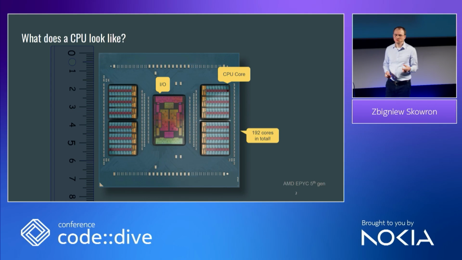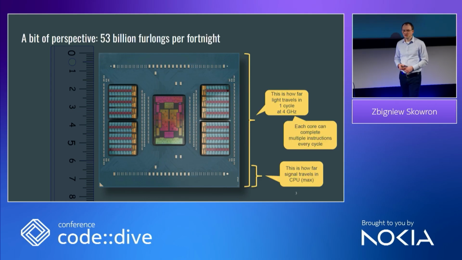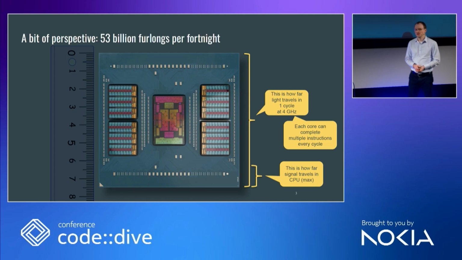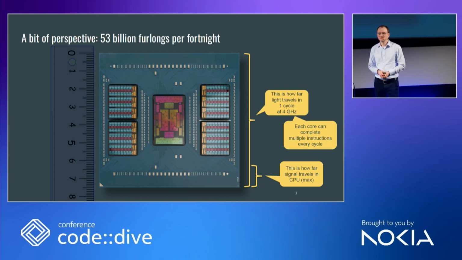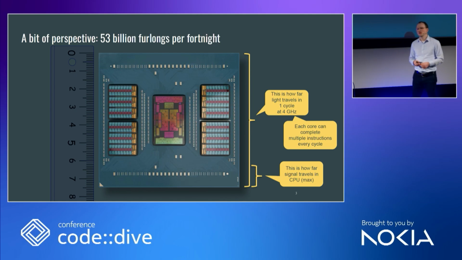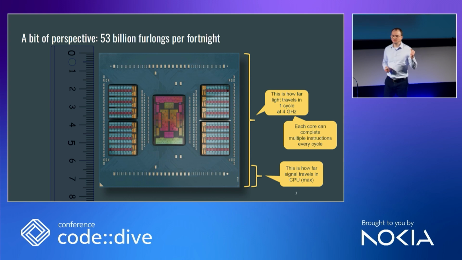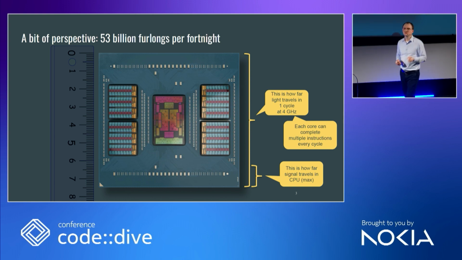And as you see, it is quite small. It's like this big. To give a bit of perspective, during one cycle of the CPU, light travels just the size of the CPU itself. So one cycle is a very tiny amount of time. Electricity within the CPU travels even slower, like a centimeter or thereabouts. And within this one cycle, each of those 192 cores can execute multiple instructions. So that's pretty mind-blowing.